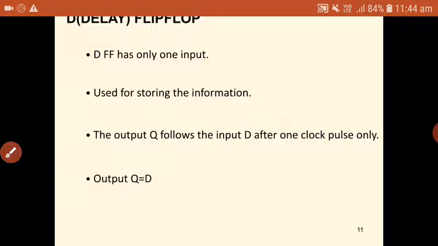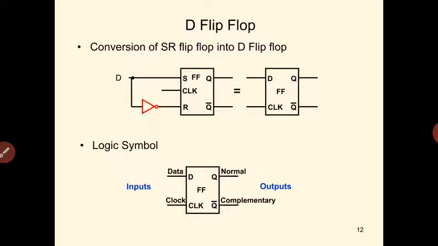So if you observe the operation of the delay flip flop, the present output of the D flip flop is independent of its previous output. Remember this, the present output of D flip flop is independent of its previous output, and it is dependent only on the present input. Remember. So this is the implementation or circuit diagram of the D flip flop with the help of an SR flip flop.